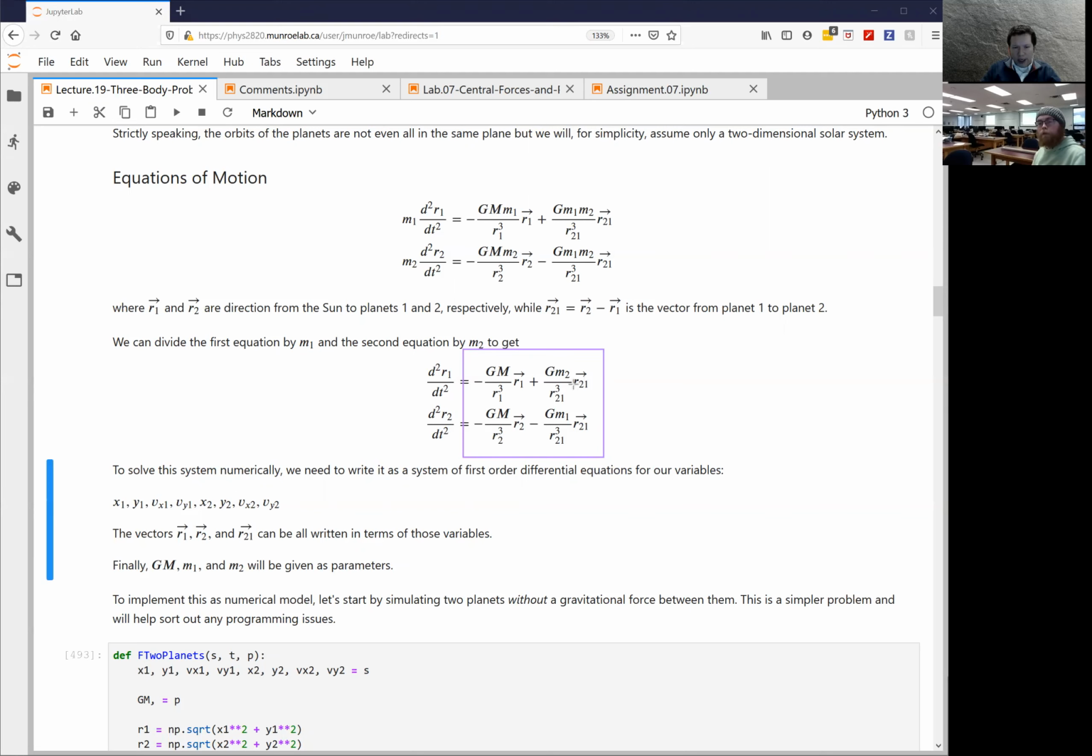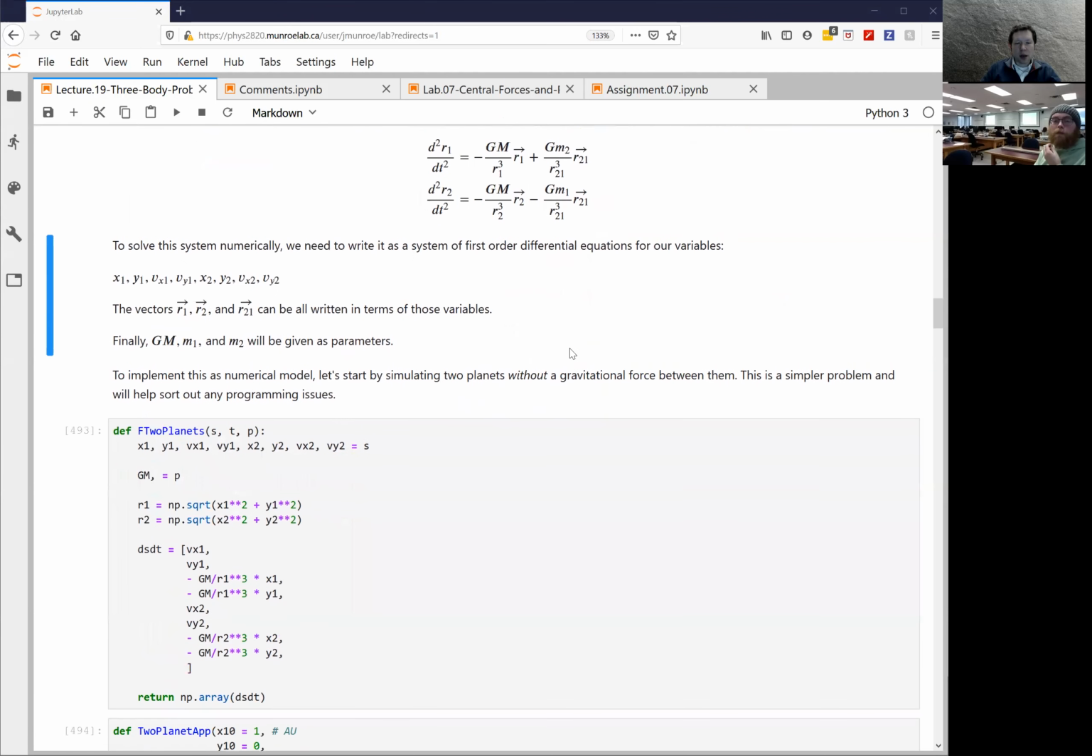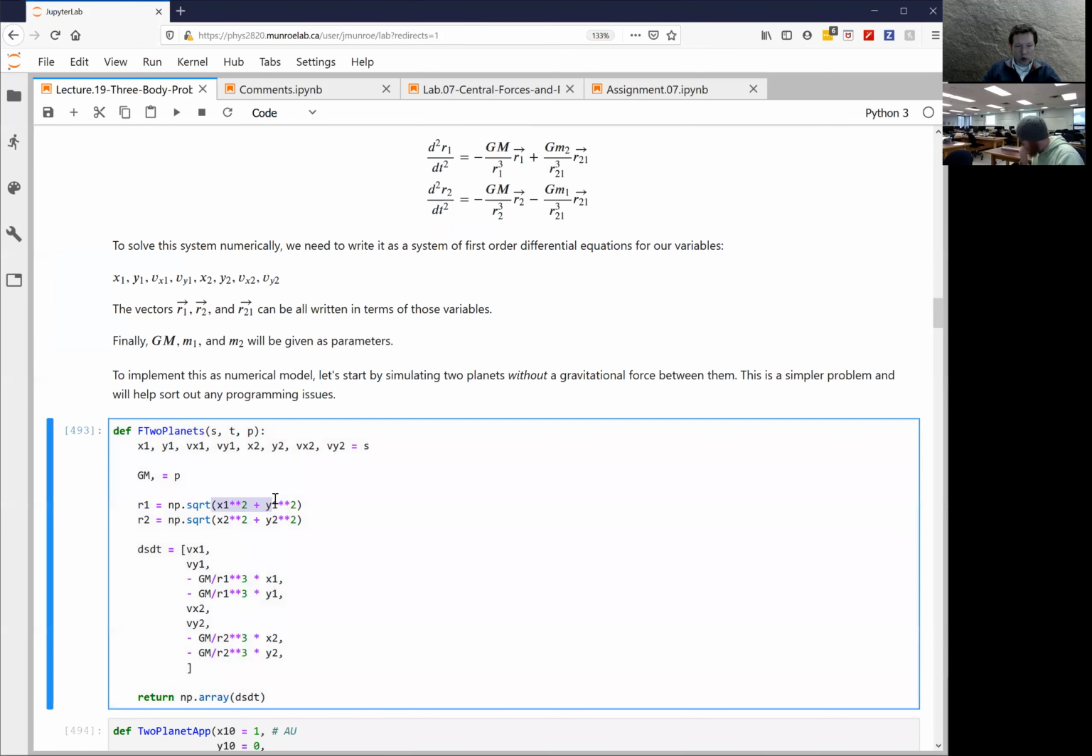Now, these are vector quantities. So each one of these equations is an equation for x and an equation for y, times 2. Okay, so what does that mean? It means if you take the coordinates x1, y1, x2, y2, you can figure out what r1 is, the distance between the sun and the first planet or the sun and the second planet, by figuring out the square root of the first coordinate squared plus the second coordinate squared. We're basically putting the sun at the origin and leaving it there.